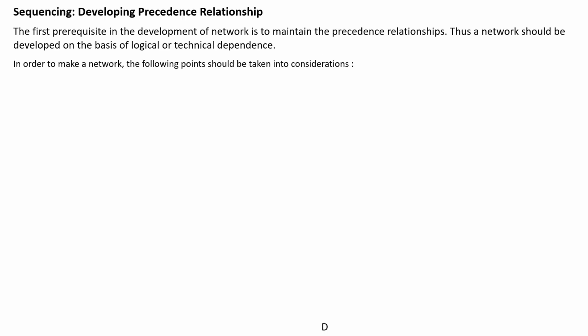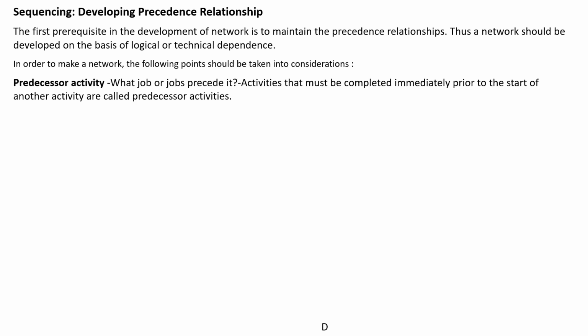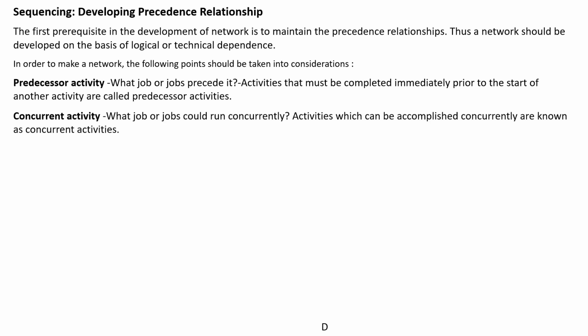The first prerequisite in the development of network is to maintain the precedence relationships between activities. This is called a sequencing or developing precedence relationship. A network should be developed on the basis of logical or technical dependence between activities. In order to make a network, the following points should be taken into consideration. Predecessor activity. You have to ask the question, what job or jobs precedes an activity? Activities which must be completed immediately prior to the start of another activity are called predecessor activities.